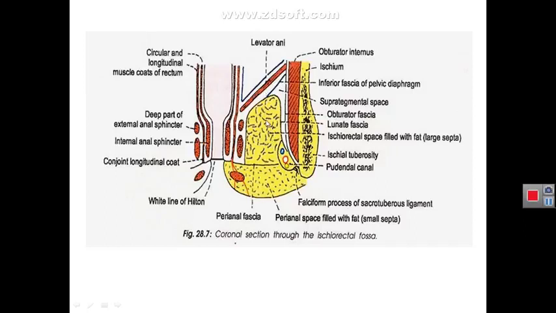So boundaries of the ischiorectal fossa medially is the anal canal with the sphincter below, and levator ani with the inferior pelvic fascia above. What is the boundary laterally? The boundary laterally is the obturator internus muscle. And also part of the ischial tuberosity that is not covered by obturator internus muscle. And in this topic, the lateral boundary of obturator internus, I want to go back to the previous figure.